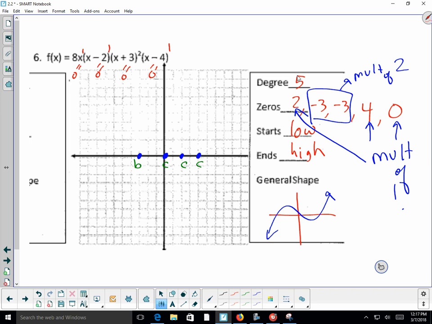So I got to have it start low. It's got to come up here. It's got to bounce, and then it's going to cross, cross, cross, and it's got to end high, right? Start low and end high. Does this look okay? All right, does everybody understand what you're doing on this side? Yeah. Okay.